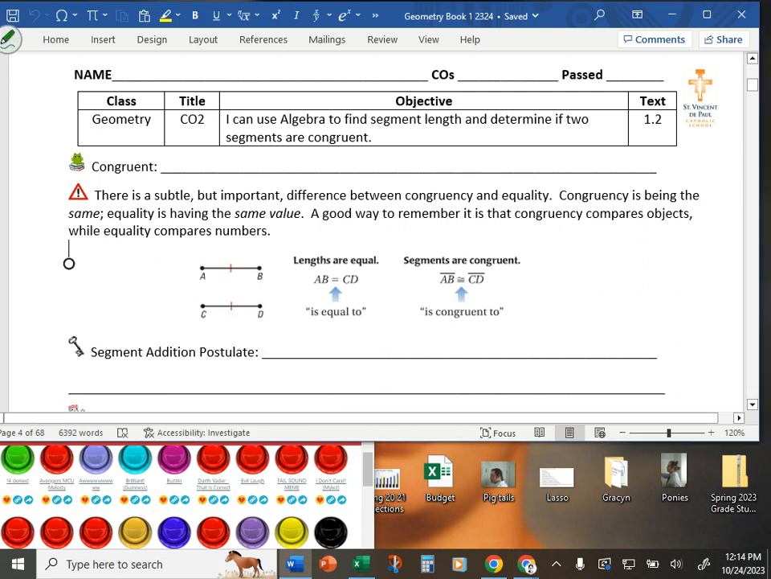I hope you enjoyed your break from algebra, because we're going back to algebra to solve for segment lengths. One of the characteristics of a segment we talked about yesterday is measuring segments and finding segment lengths.